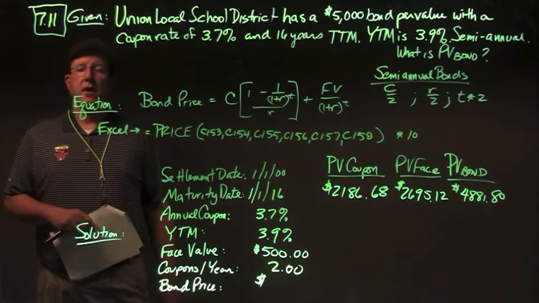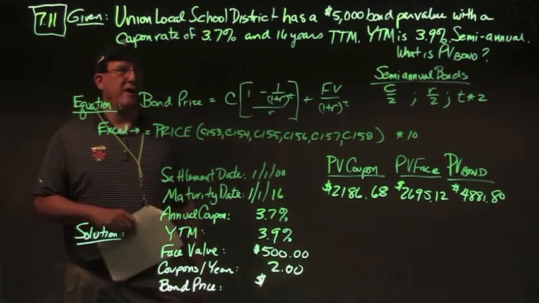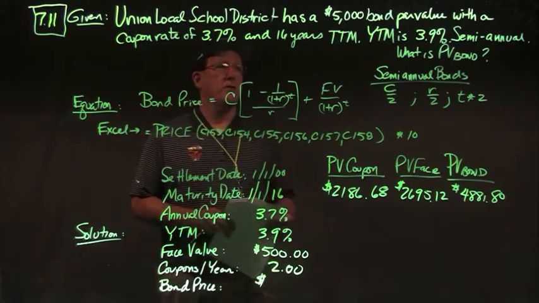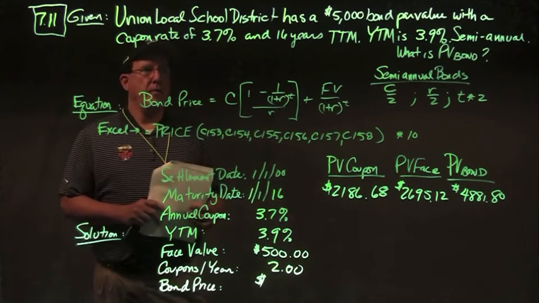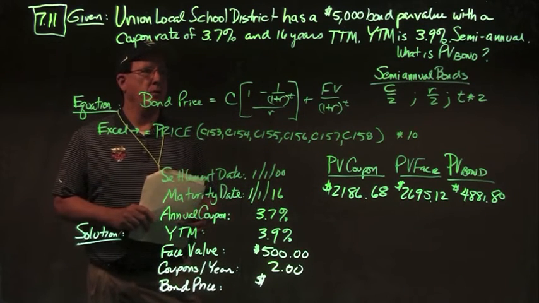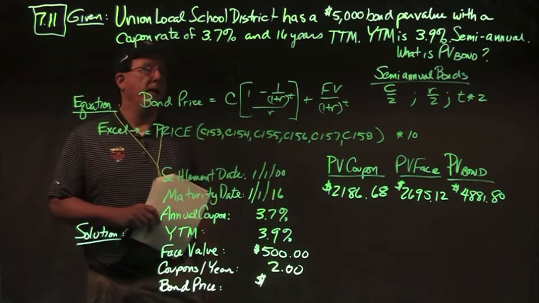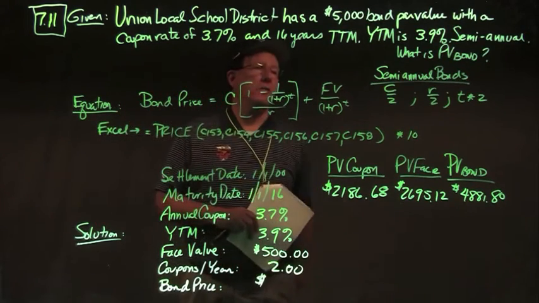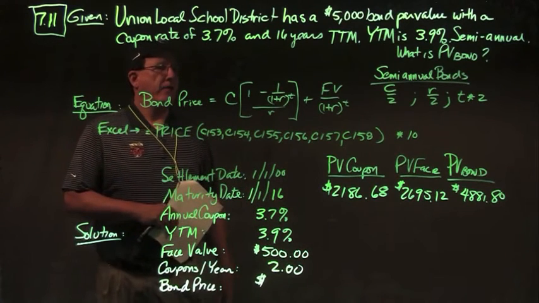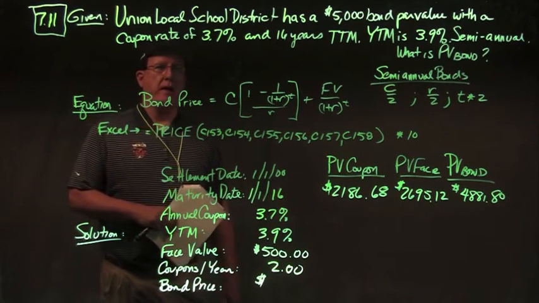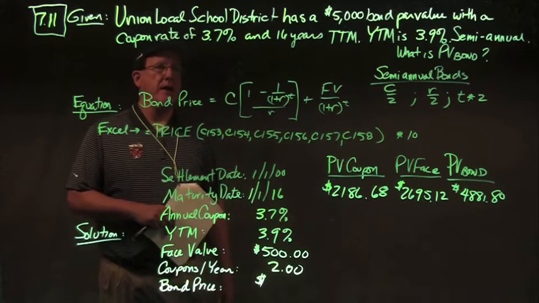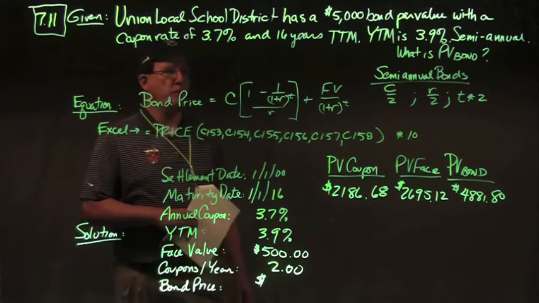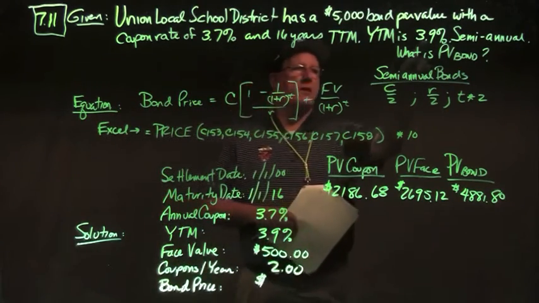In problem 7.11, we have Union Local School District. So school districts issue bonds also. If your high school is putting up a new building, or new buildings, oftentimes they will float a bond. Union's bond is selling for $5,000 par value, face value, with a coupon rate of 3.7% and 16 years time to maturity. Yield to maturity is 3.9%.